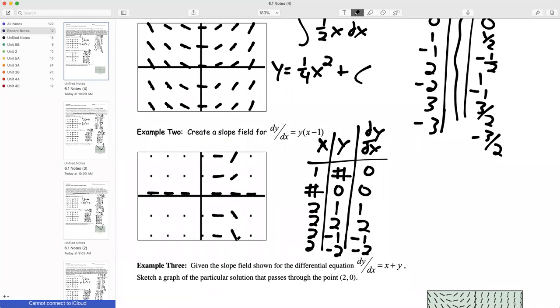Okay. It's not like they're going to look at one exact coordinate point and see if you really got a slope of 3/2, for example. If it's close, they're going to give you credit. All right, so I'm going to continue my little chart here.